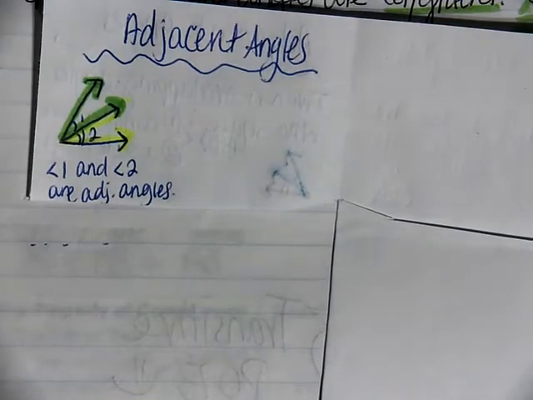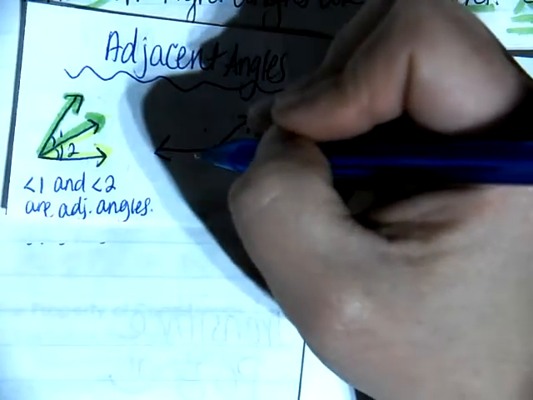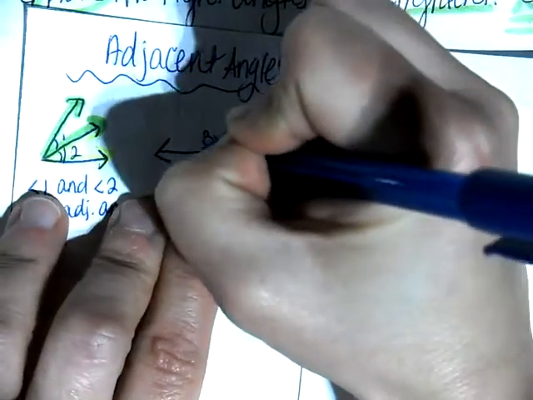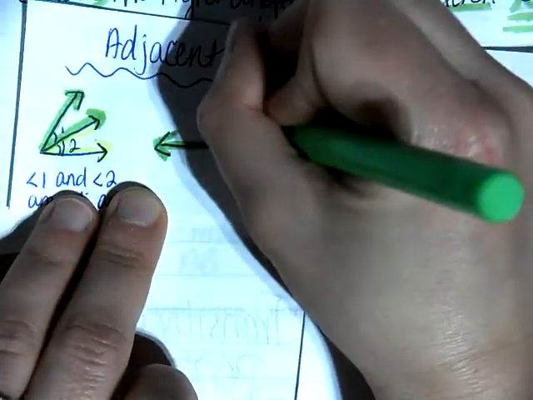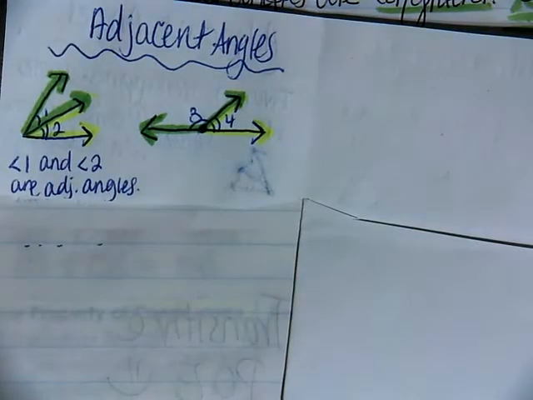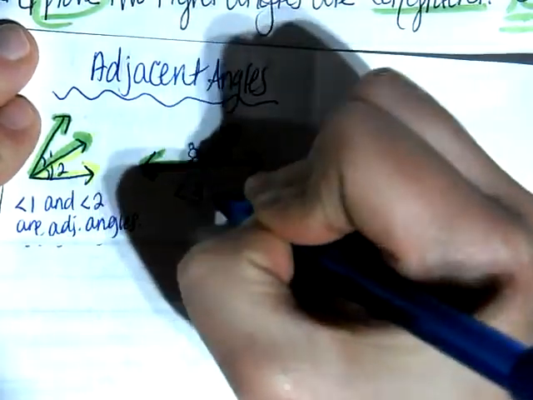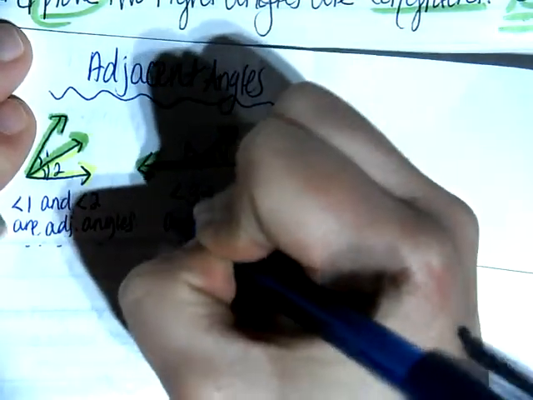Another set of adjacent angles would be if you saw a straight line and then a ray coming off of it, so a straight angle. So we'll label this angle 3 and angle 4. So here's angle 3 and angle 4. These two angles would be considered adjacent angles because they share a common vertex and they share a common side. So angle 3 and angle 4 are adjacent angles.